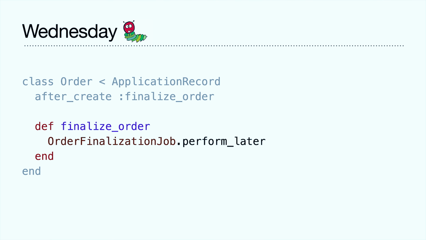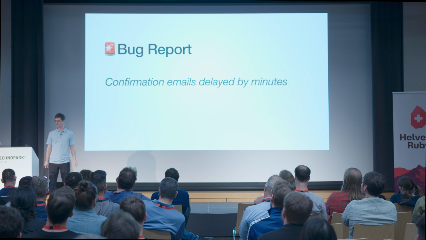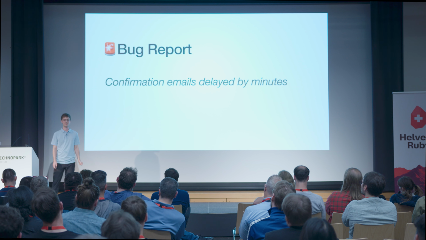So Kat moves the slow work into a background job. This is good. This is an improvement. But there's still some potential problems here. After shipping this change, eventually Kat started getting these reports of confirmation emails being delayed by several minutes.